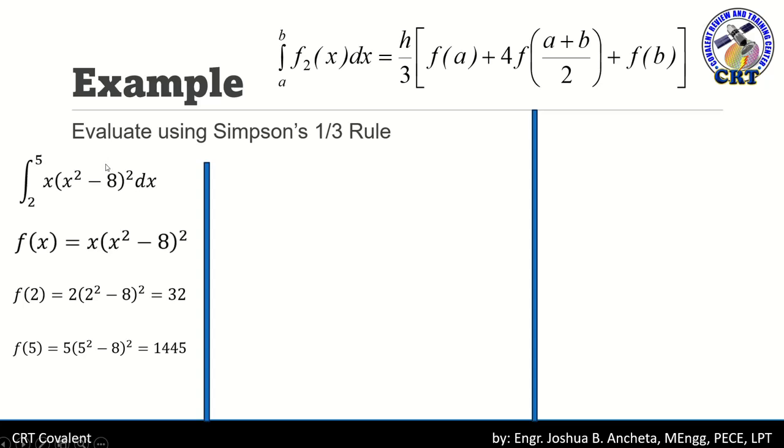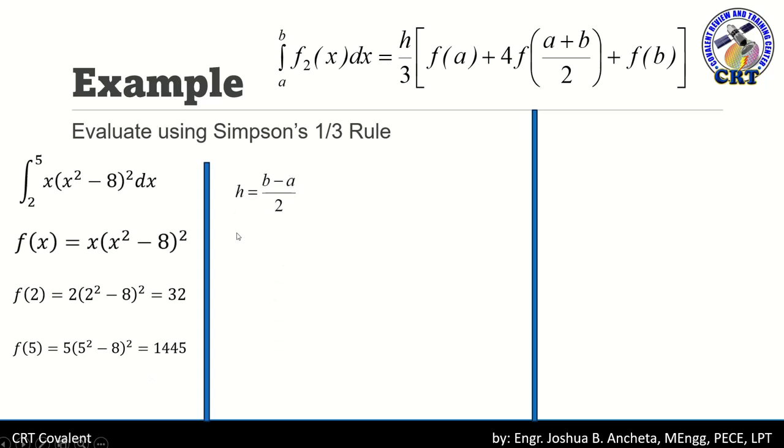For our example, evaluate using Simpson's one-third rule. This is the same function from the previous examples: the integral of x times the quantity x squared minus 8 raised to 2 dx, limits from 2 to 5. So we have this f(x), f(2), and f(5) from the previous examples.